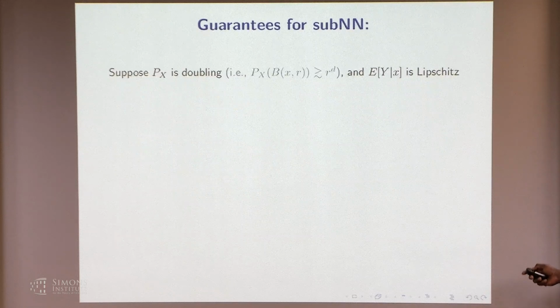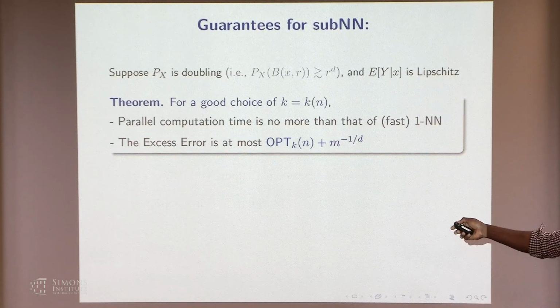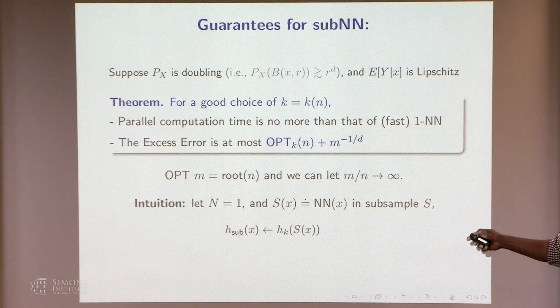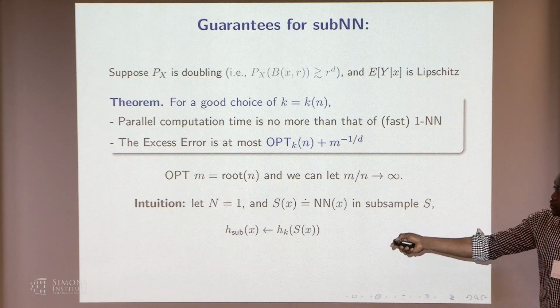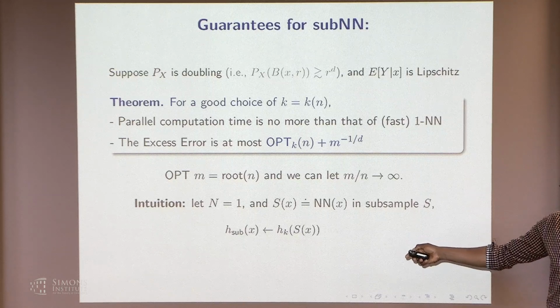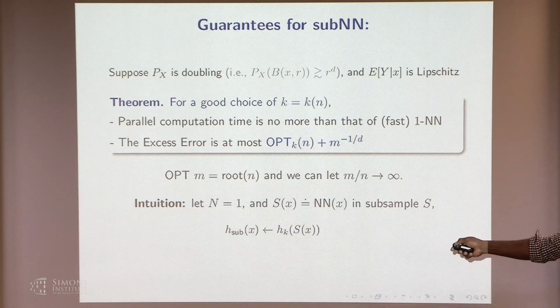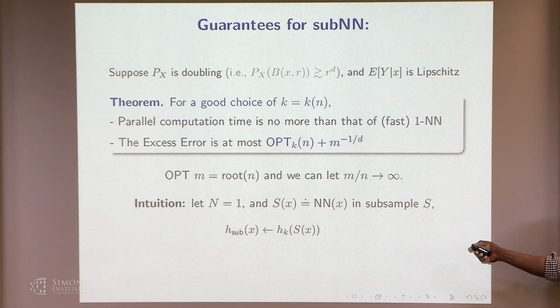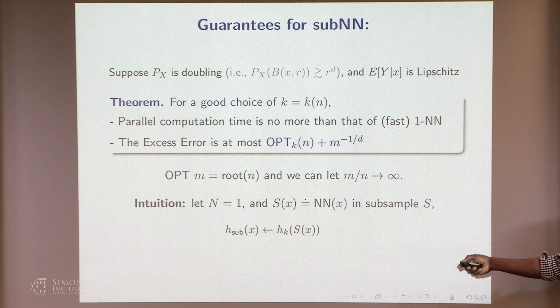And so the intuition is simple. Suppose that big N, the number of subsamples, is 1. Let S of x be the nearest neighbor of x in the subsample S. There is a single subsample here. Then the estimate at x is just the k nearest neighbor estimate of S at S of x, right?